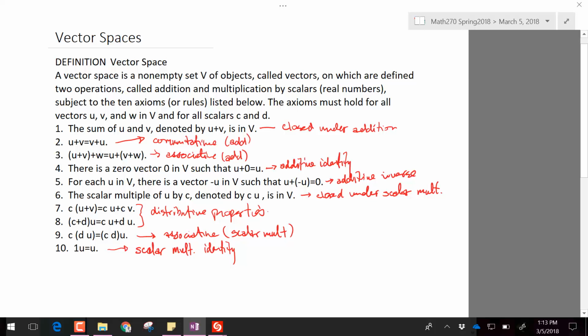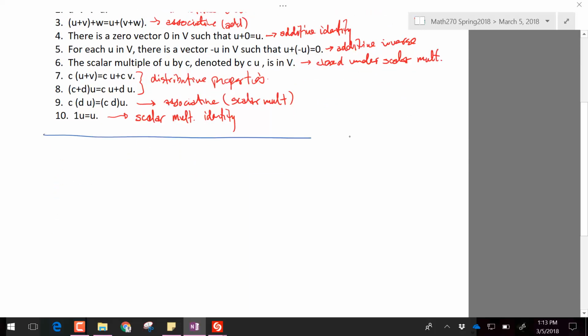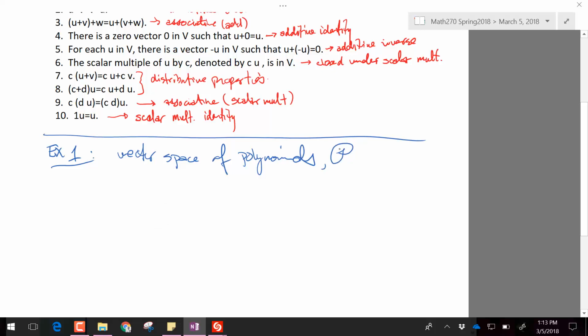All right, let's take a look at an example of a vector space. Let's take a look at the vector space of polynomial functions. Sometimes we call it P, fancy P. I guess you could just use a regular P. I figured this might be an opportunity to use a fancy P.